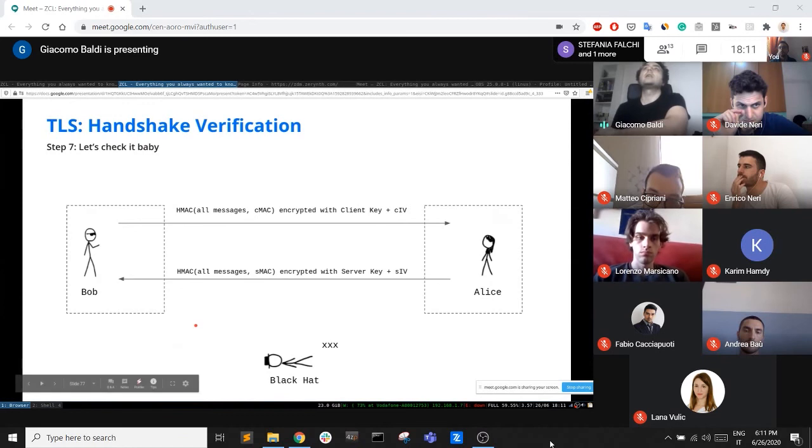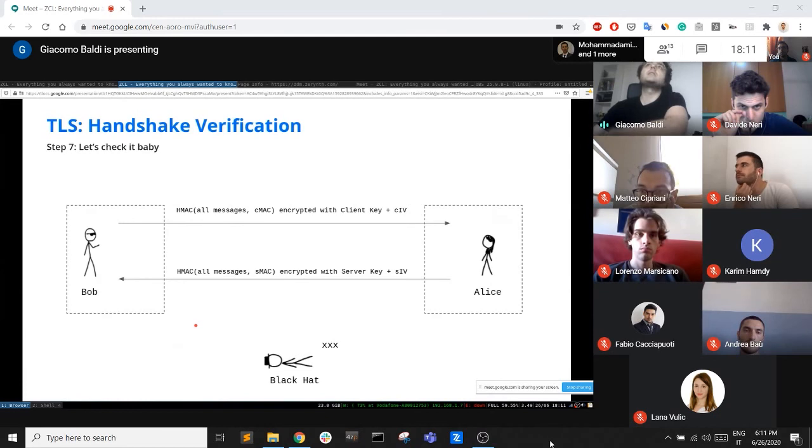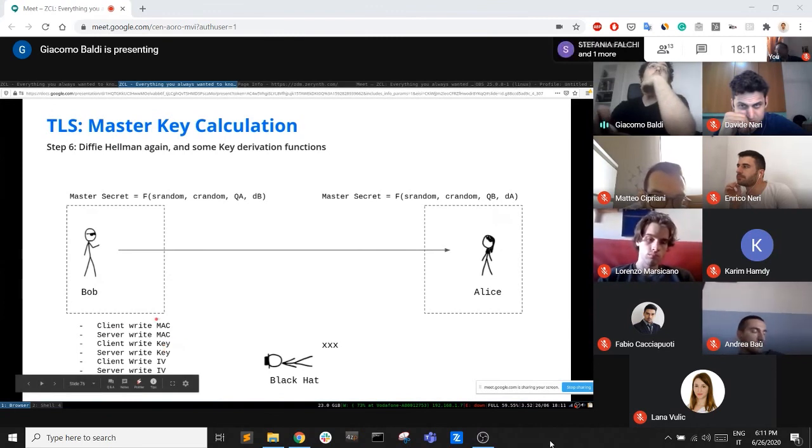because the last step of TLS is, hey Alice, can we check that Black Hat didn't change any message that we exchanged? So Bob takes all the messages exchanged in the previous phases and performs an HMAC. If you remember, it is an authenticity and integrity check. It uses as a secret the client write MAC and the server write MAC.